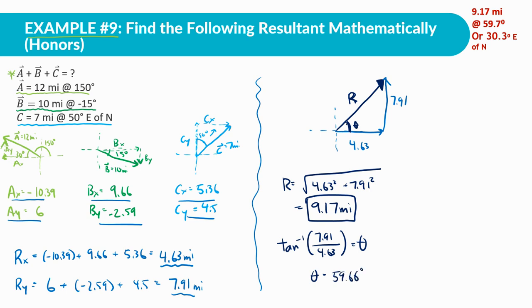Since this is from the origin point right here, we don't have to put north of east, though we could. So the resultant vector, everything added on, is 9.17 miles at 59.66 degrees north of east, or you could just leave it like that.